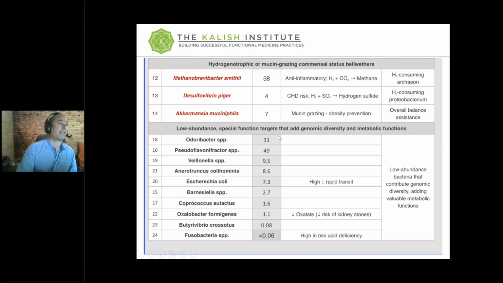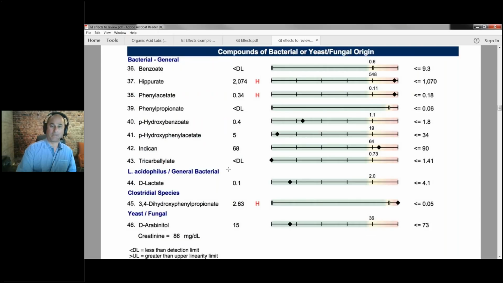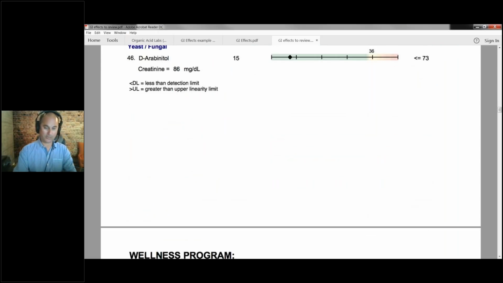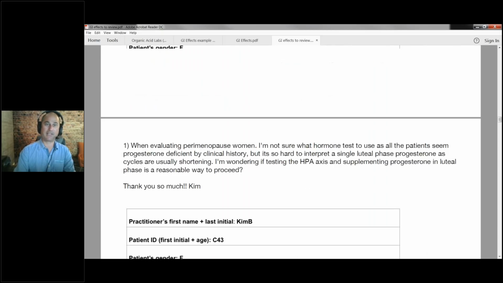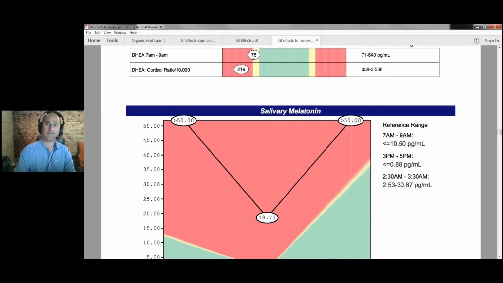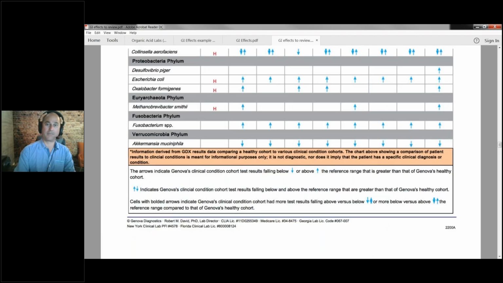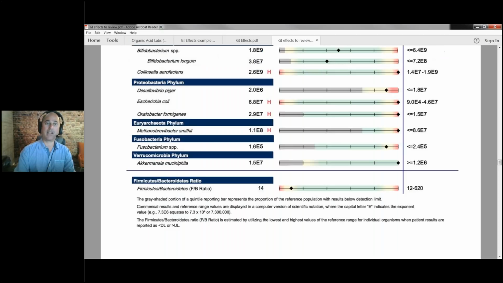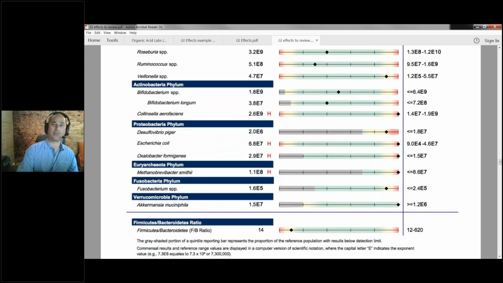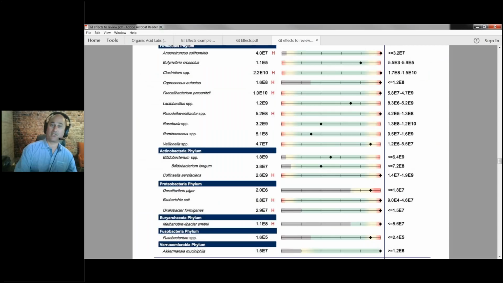Okay, so now let's look for a moment at the labs, and let me show you where to go. Here. So let's first look at what we just talked about so you can see how this gets represented on the lab report. Again, you have to hunt around a little bit for these, but I'll circle them for you so you can see. Here we have our page on the GI effects.